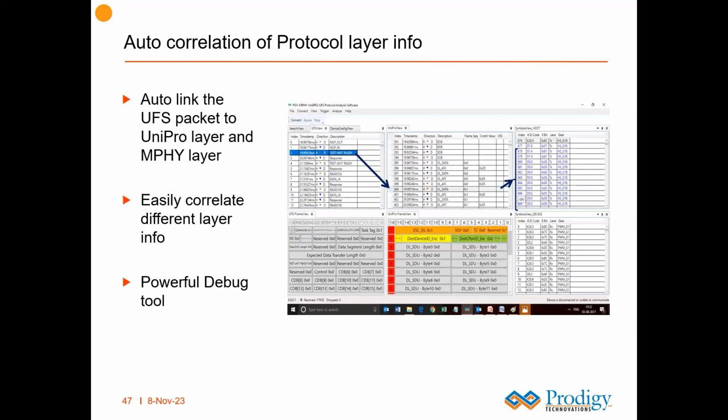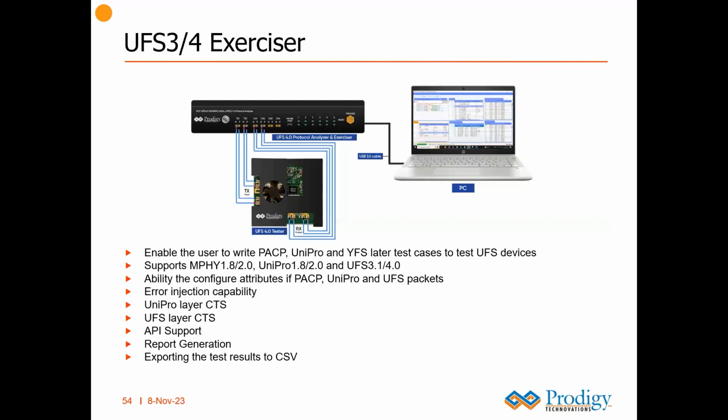So for the protocol analysis, yes, we have multiple views. We have a UniPro, UFS, and M-PHY layer view. If you select a UFS layer packet, it will highlight where it is in the UniPro layer, and it also highlights the corresponding symbols in the symbol view. Now, if you select a UniPro packet, you can also link it back to the UFS layer. So cross-linking is possible from UFS to UniPro as well as from UniPro to UFS layer. So that's about the UFS analyzer and probing solution.